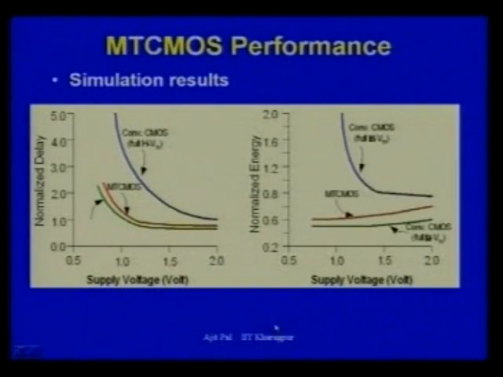And this is the performance. You can see the delay. Obviously there is a small increase in delay whenever you go for MTCMOS, but that delay is not very significantly higher, that means it is very close to low VT CMOS. Then energy dissipation is also very low in the MTCMOS approach. This has been proved by simulation.